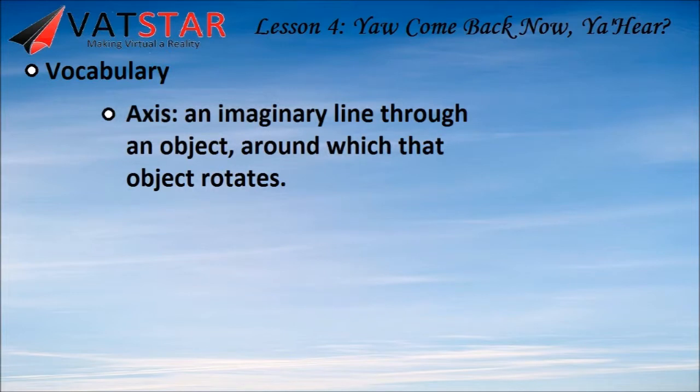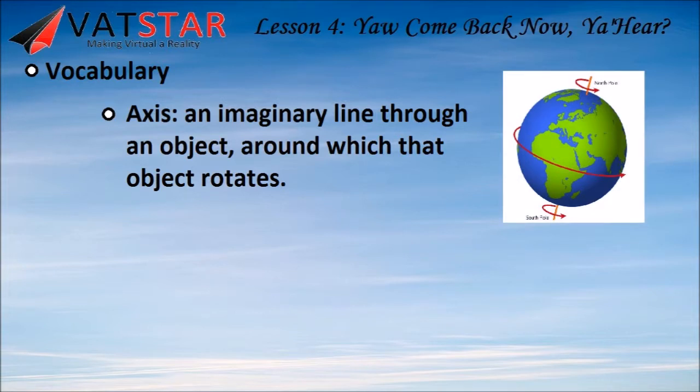Axis, that's an imaginary line sticking straight through an object which it rotates around. Here's the Earth's axis. Of course, it only spins on that one. Later, we'll be talking about multiple different axes for the same object.